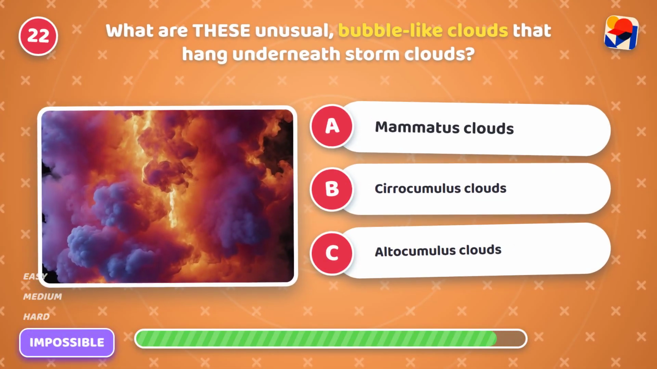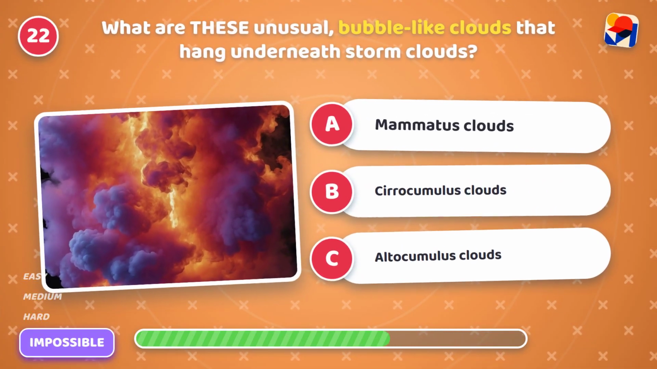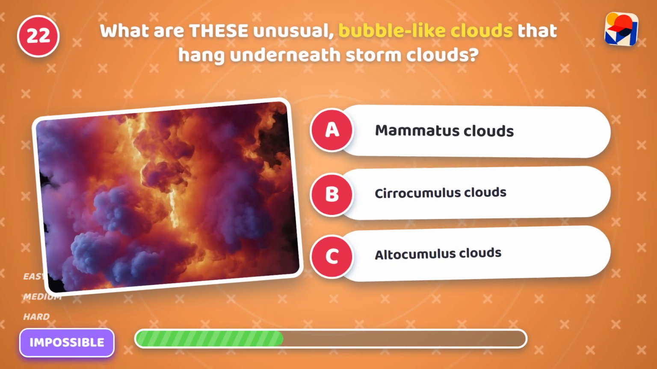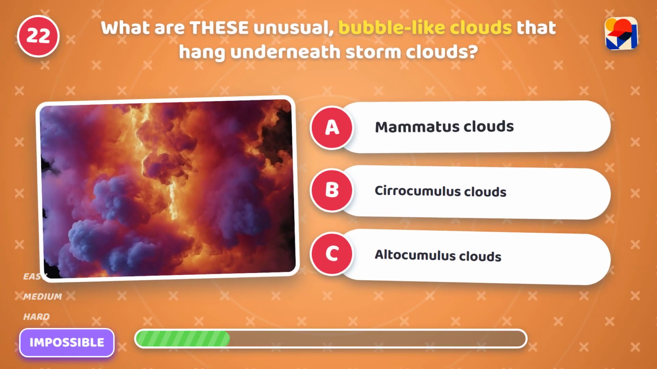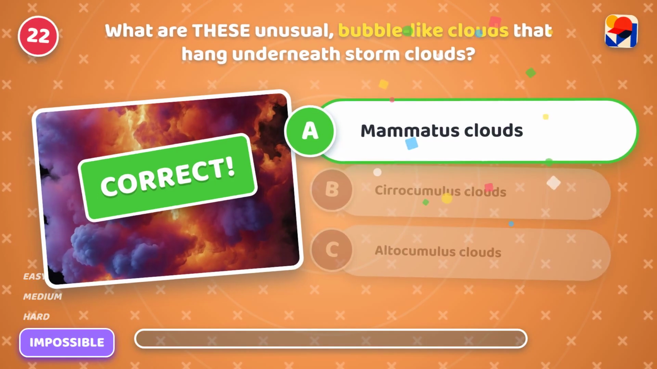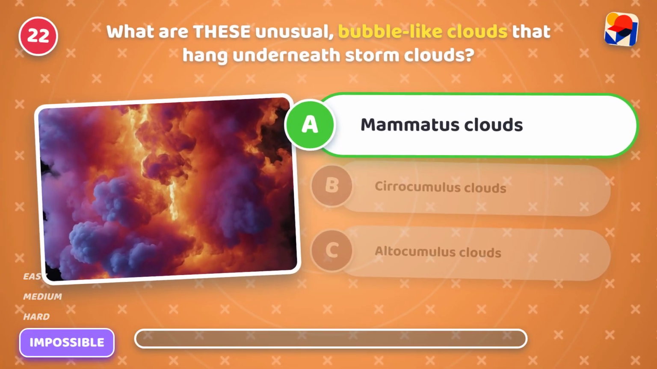What are these unusual bubble-like clouds that hang underneath storm clouds? Is it A, mammatus clouds, B, cirrocumulus clouds, or C, altocumulus clouds? It's A, mammatus clouds. Cold, moist air sinks beneath storm clouds.